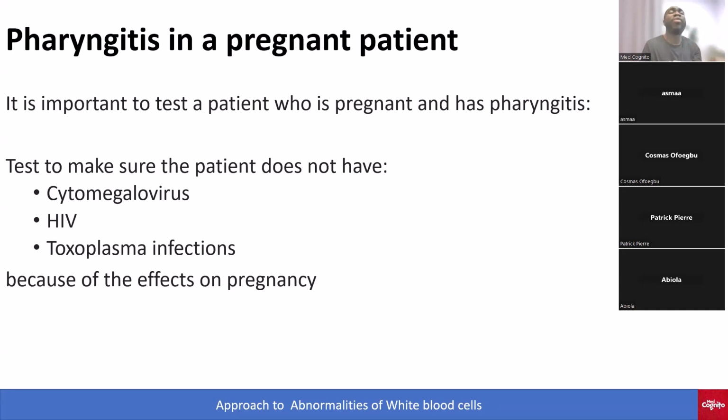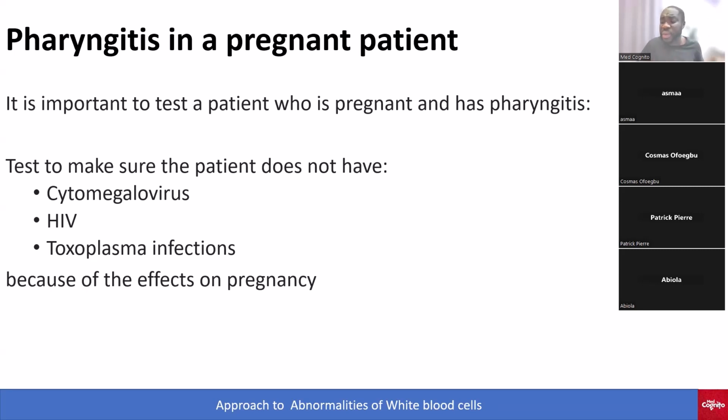It is important when you have a pregnant patient who comes into your clinic or who comes into your ER with sore throat, please make sure that you take your time to swab the patient. The reason is because with all these differentials we're talking about, HIV, cytomegalovirus, and toxoplasmosis, if we don't swab and we miss these diagnoses, it can have a very bad effect on the baby.